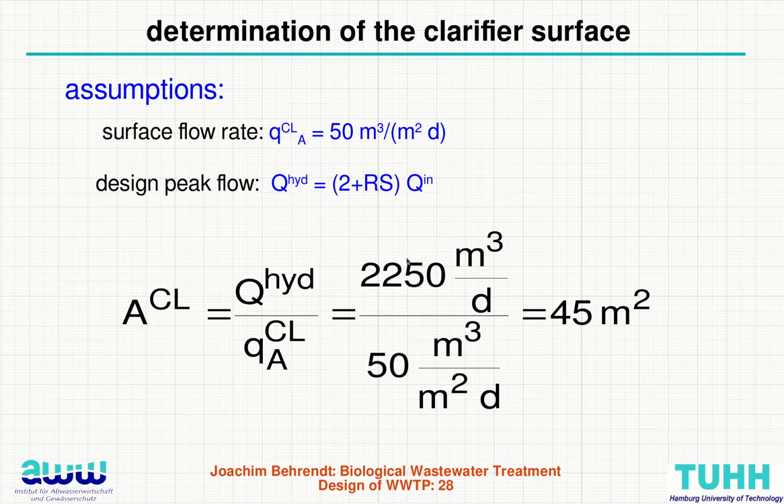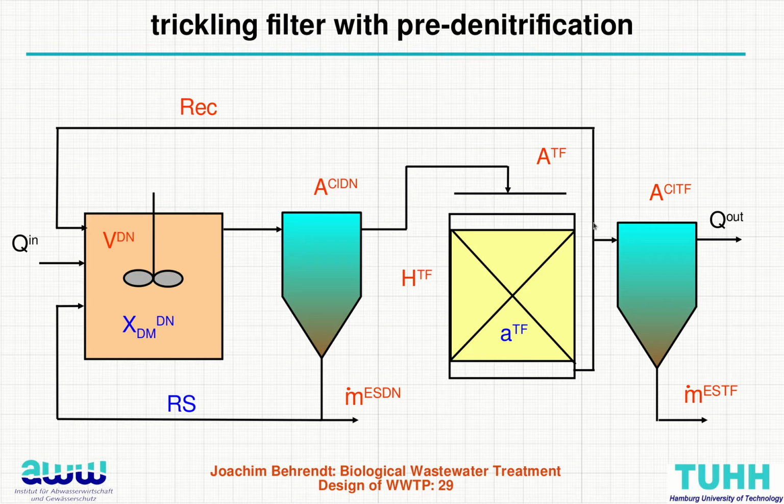There we have 2250 cubic meters per day, and with the surface flow rate, the maximum loading rate of 50 cubic meters per square meter and day, this ends up in 45 square meters. And if it's 4 meters deep, then we have 180 cubic meters or something like this.